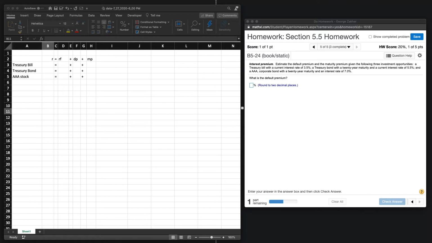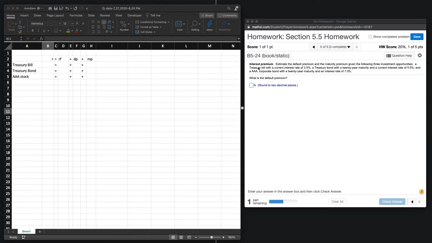Here we are comparing some investment opportunities. So we have a Treasury bill, a Treasury bond, and AAA stock. So I've got myself set up here a little bit just so that we can compare the differences in terms of the risk and the maturity premiums associated with each stock or investment.